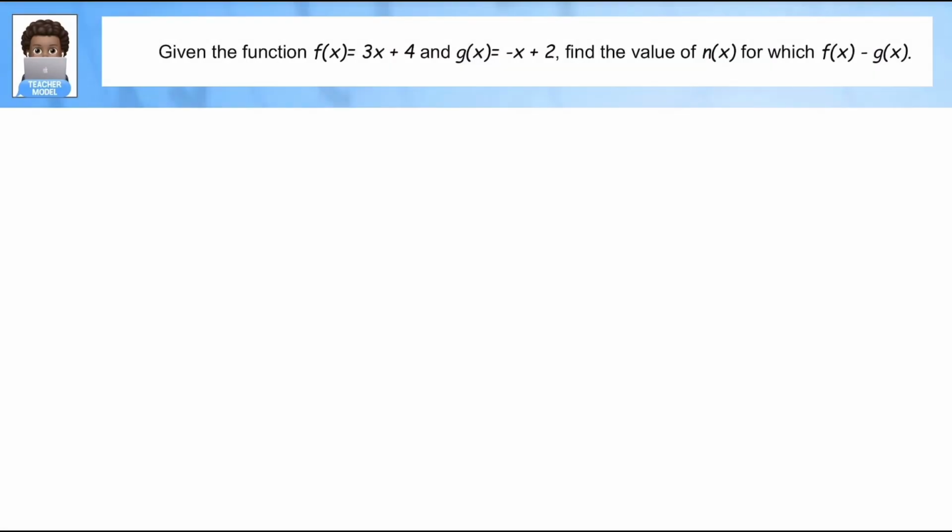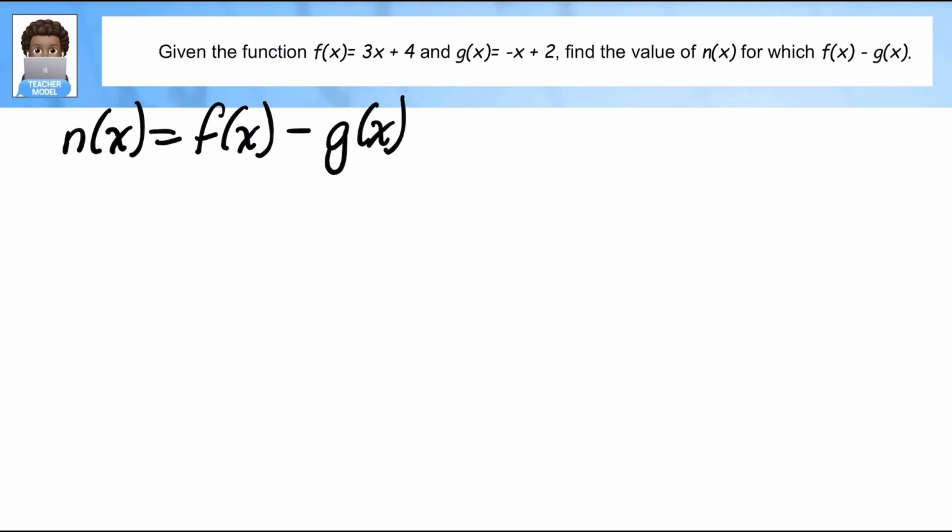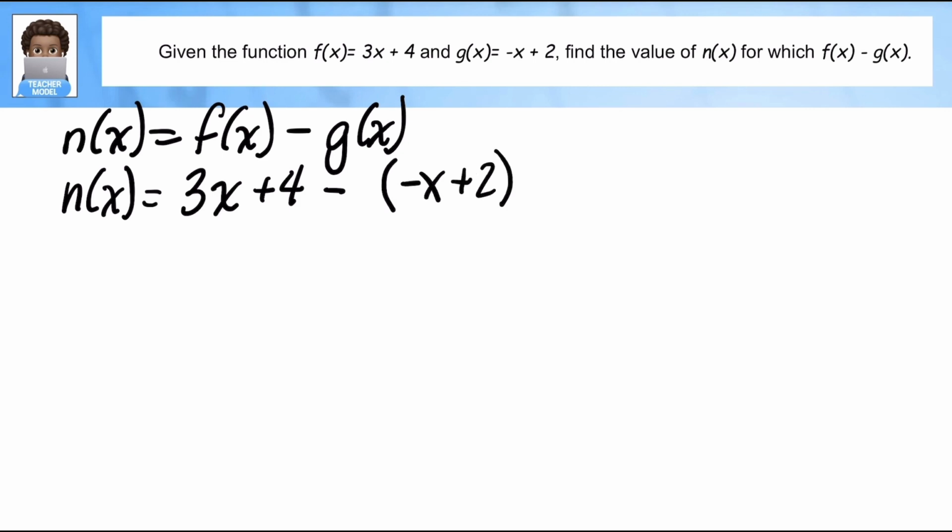Let's do a subtraction one. Given the function f of x is equal to 3x plus 4 and g of x is negative x plus 2, so same expressions. Now we want to find n of x, which is f of x minus g of x. All right, so we're going to do the same thing. We're going to substitute for f of x, which is 3x plus 4 minus negative x plus 2. And I'm going to put my 1 there so I can distribute.